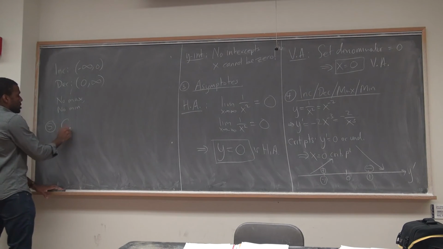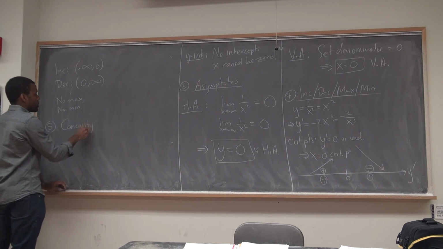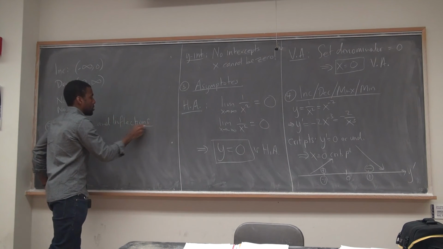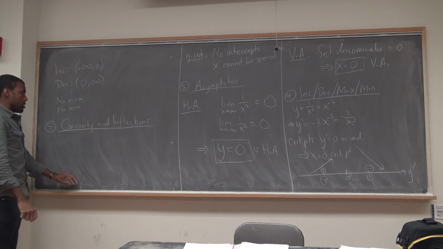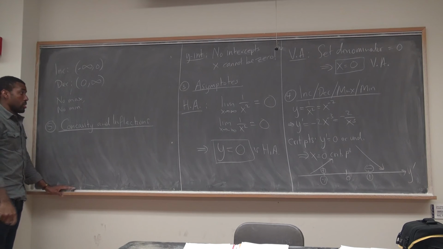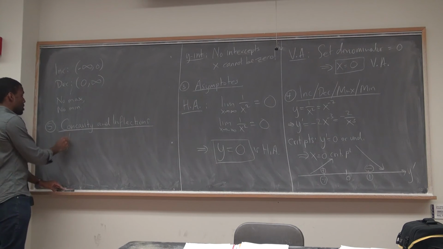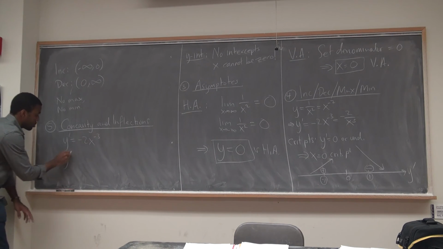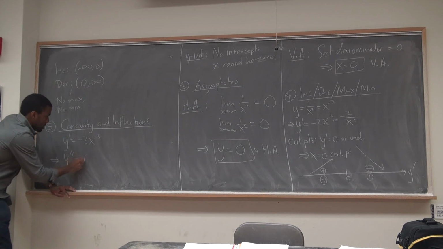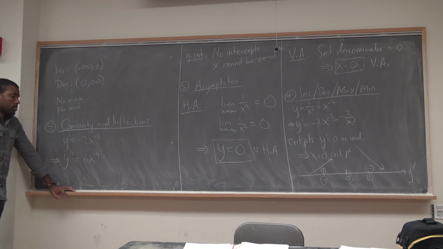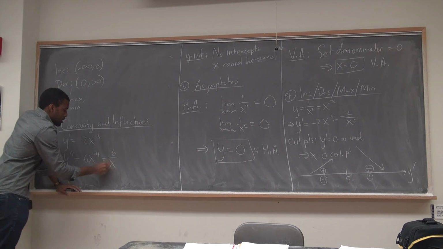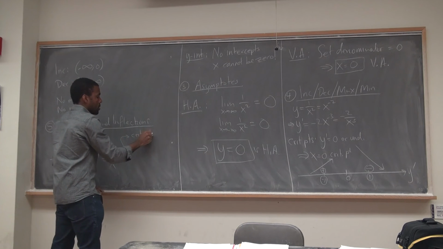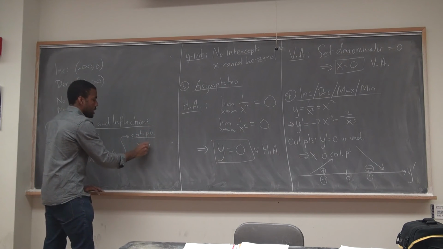The fifth step is concavities and inflections. What am I going to use to figure out concavities and inflections? Second derivative. So I'm going to go to y prime. I know that y prime was minus 2x to the minus 3, and I'm going to find y double prime. This is 6x to the minus 4, or 6 over x to the 4th. Then I'm going to find critical points, which there's only one, x equals 0, right?